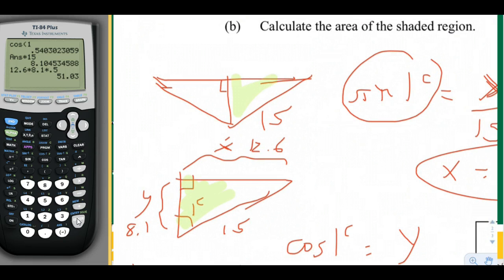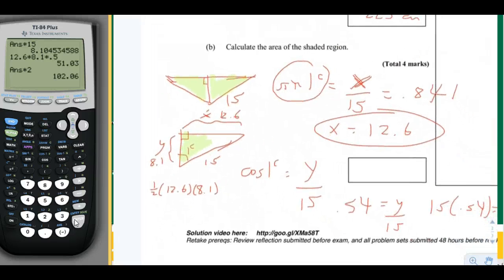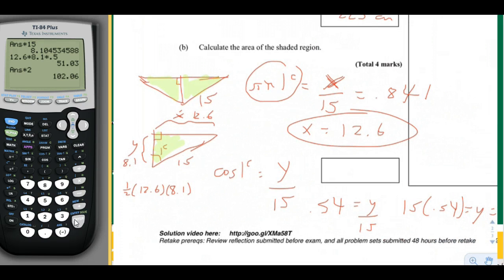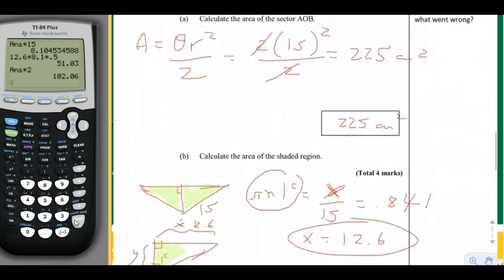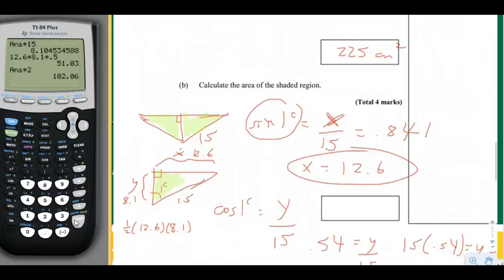We have one here, and we have one here, and they're the exact same size, they're just reflected. So the area is twice that. So let's multiply by 2. We get 102.06, which you could just say is 102. So that gives us the green area. It's 102. Oops, it's 102 centimeters squared.